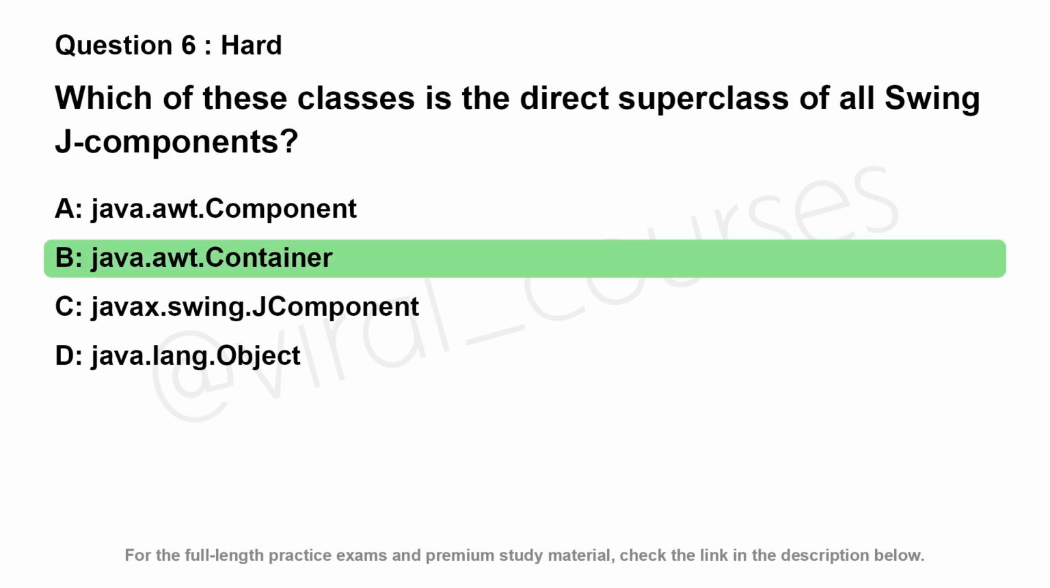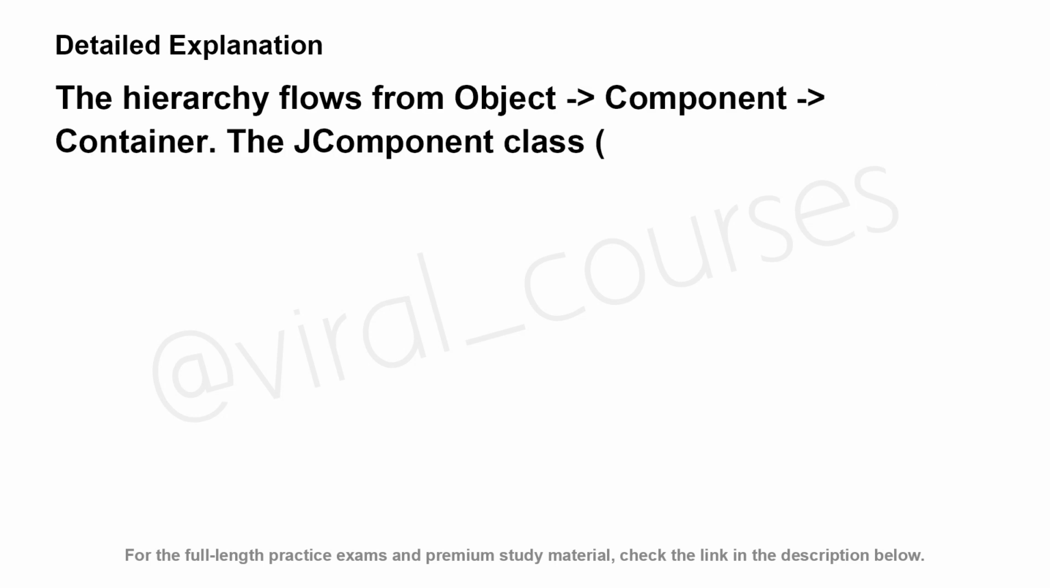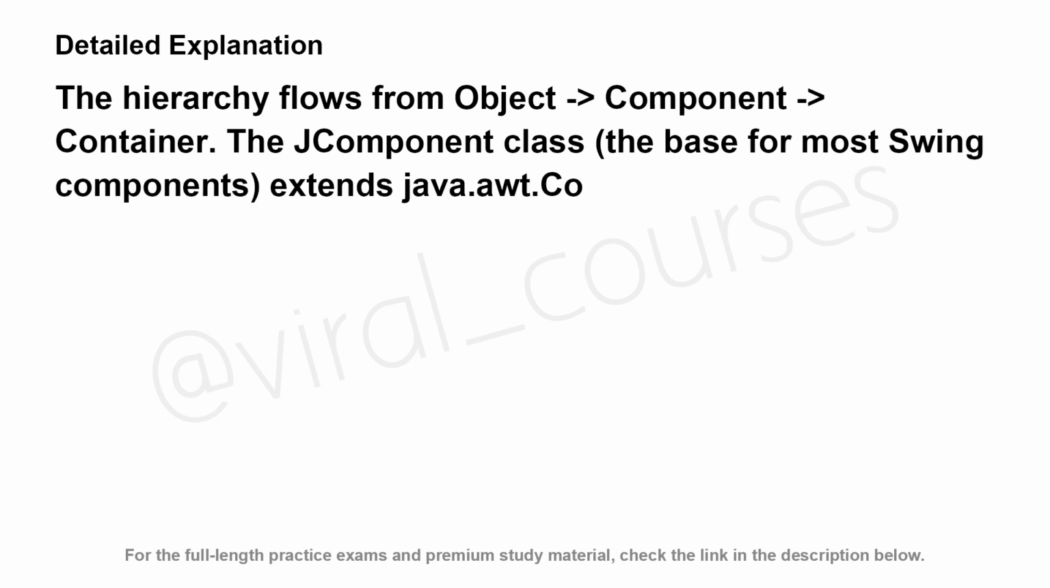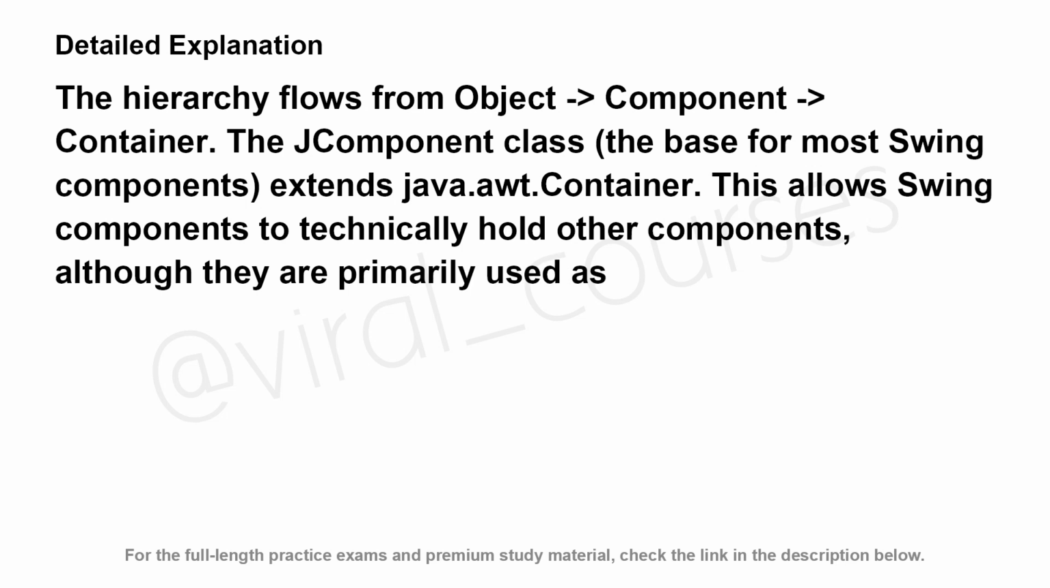The correct answer is B. The hierarchy flows from Object to Component to Container. The JComponent class, the base for most Swing components, extends java.awt.Container. This allows Swing components to technically hold other components, although they are primarily used as individual UI elements.